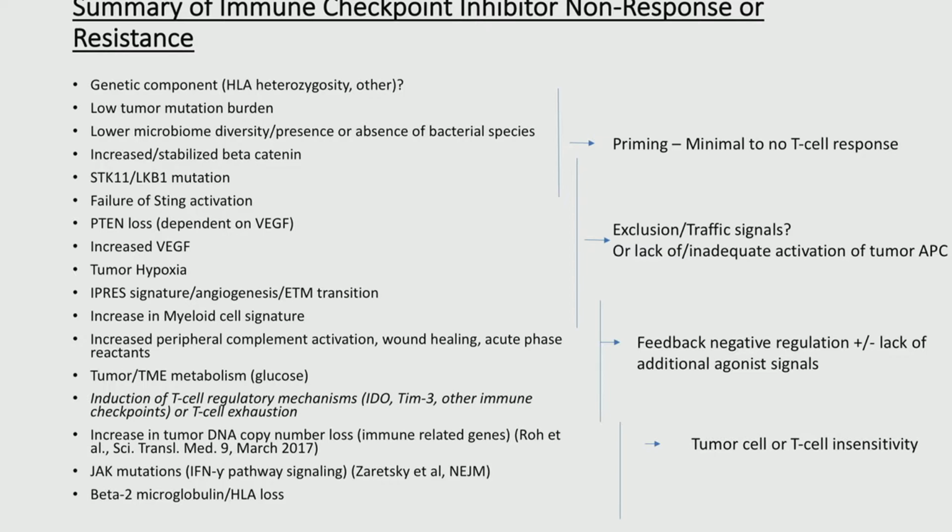But even then, there's a deeper layer, which is what are the mechanisms that drive that. There's probably a group of patients for which there's a lack of agonist signals. The T cells are there, but they don't have enough agonist signals, or perhaps there are other inhibitory signals, for example, Siglec-15. And then there's probably a group of patients who are not responsive to T cells at all because they've lost class 1 or beta-2 microglobulin, as you heard from Katie earlier.